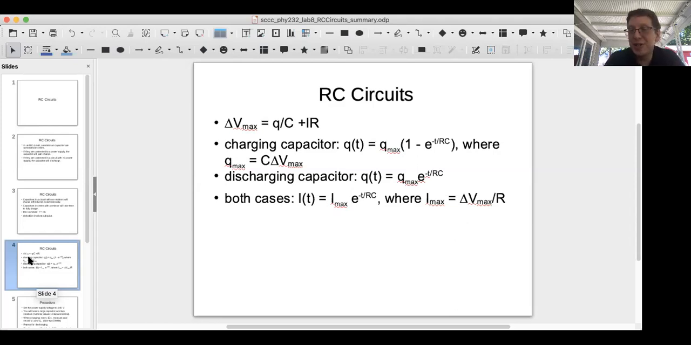The discharging capacitor is simply a decreasing exponential function. So the maximum charge is whatever charge was on the capacitor when the discharging circuit was connected. And so Q is equal to Q max times e to the negative t over RC. In both cases, the current decreases exponentially. So it has its maximum value right at t equals 0, the moment the circuit is connected. And I is equal to I max times e to the negative t over RC. I max is equal to the maximum voltage divided by R.